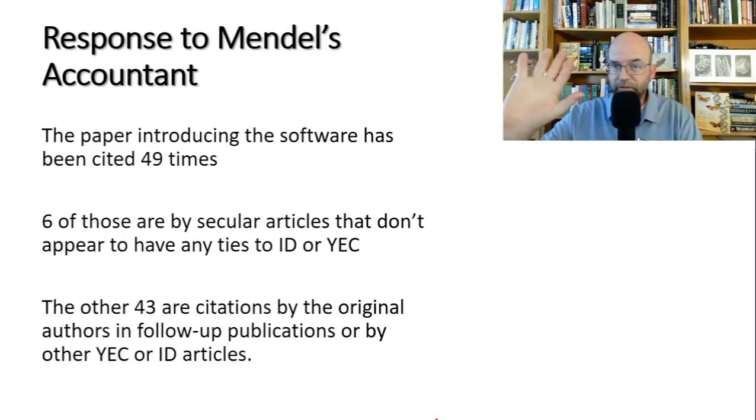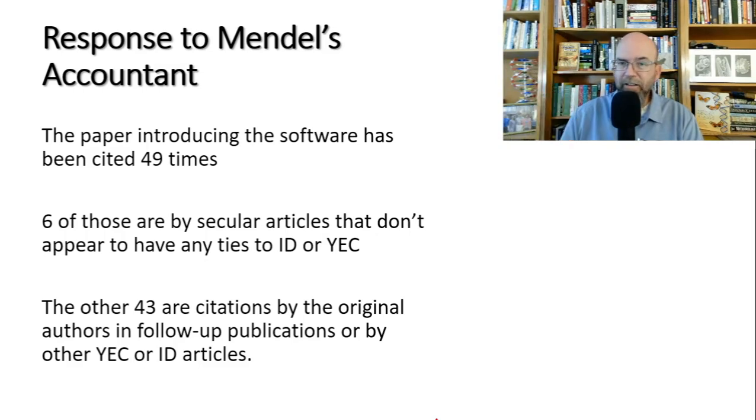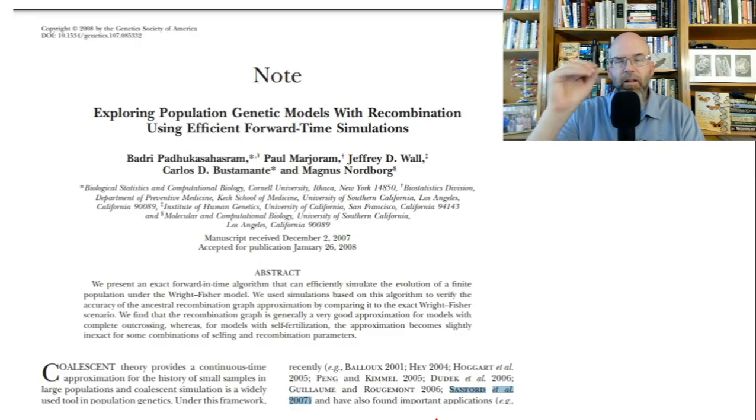Because like I said before, this is freeware. This is written not under the guise of being a young earth creationist piece of material. This is written under the perception given to the secular community. This is just, you know, a really great program for looking at mutations, selection, populations forward in time. So, but we are interested. What are those six citations? What six people referenced Mendel's accountant that aren't young earth creationists?